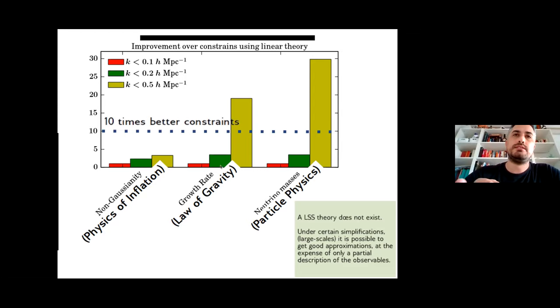And something in between is what is assumed, for instance, for Euclid, what it's assumed that Euclid will deliver. But if we are able to access these smaller scales, as shown in yellow here, we could have constraints that are 30 times stronger for neutrino mass, right? This would correspond to a survey roughly like 1,000 times larger, right? So it's a tough problem, right? So we know that there is a lot of information about the structures in the universe on these small scales, but we don't have a theory, we don't know how to extract all this information.